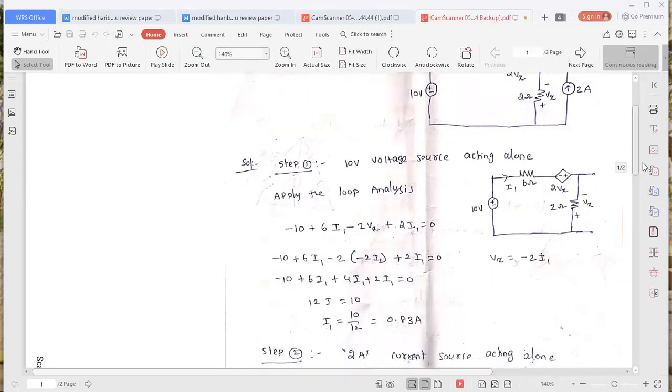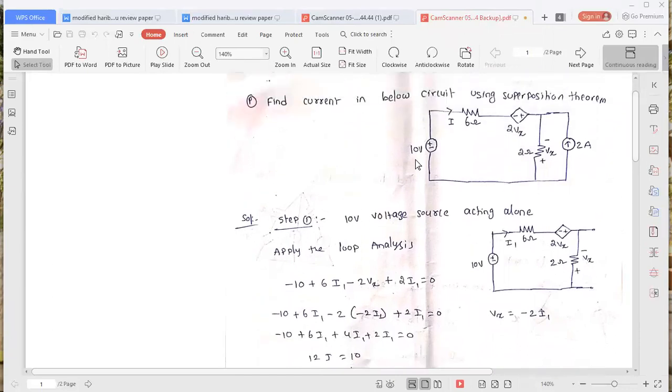So step one is the 10 volt voltage source acting alone, and the other source, the 2 ampere current source, should be inactive. Since it is a current source, we open circuit it. The circuit becomes like this. Then we need to find the current, so let the current be I1.